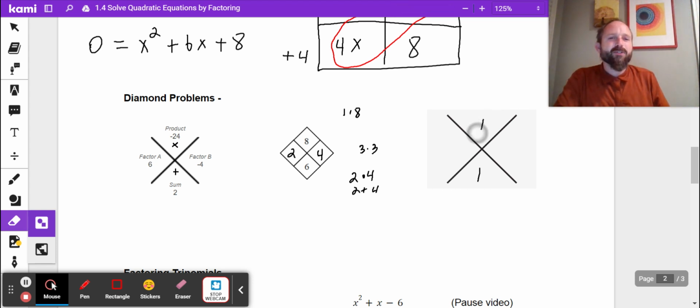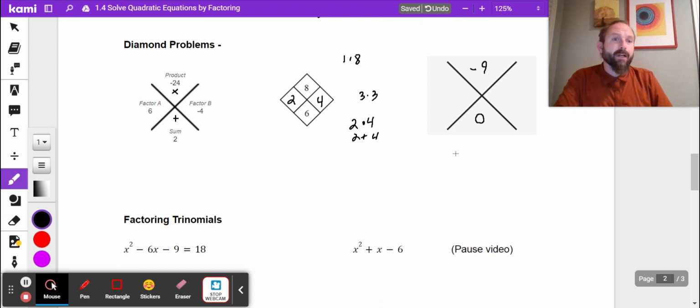All right, let's do a different one, but let's give you the top and the bottom. So I'm going to give it to you in just a second. All right, what times what equals -9? And what plus what equals 0? Pause it, and then let's figure it out before we come back.